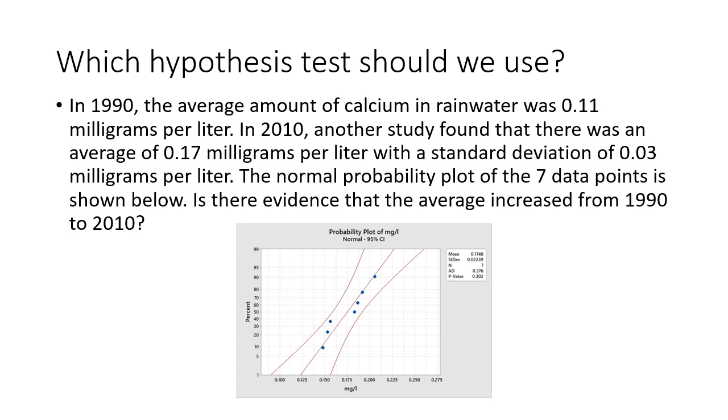Which hypothesis test should we use to investigate this problem? In 1990, the average amount of calcium in rainwater was 0.11 milligrams per liter. In 2010, another study found that there was an average of 0.17 milligrams per liter, with a standard deviation of 0.03 milligrams per liter. The normal probability plot of the 7 data points is shown below. Is there evidence that the average increased from 1990 to 2010?